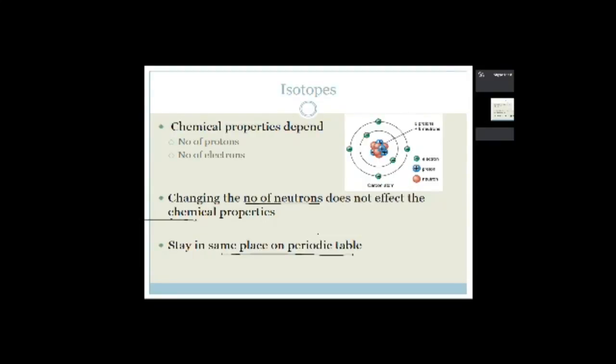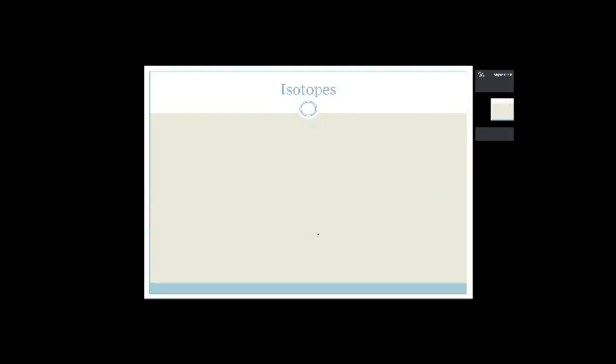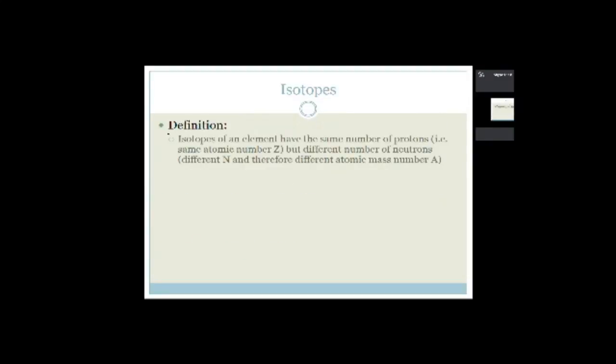What we are doing is saying that the chemical properties, how easily it burns or dissolves or melts, whatever, is dependent on the number of protons and the number of electrons. So you need to know this definition of isotopes, please. You really do need to know this definition. It states that the isotopes of an element have the same number of protons, but a different number of neutrons. In other words, they have the same atomic number Z, but a different number of neutrons, and therefore a different atomic mass number.